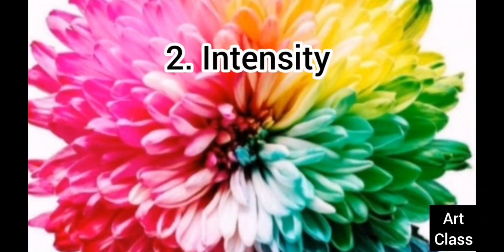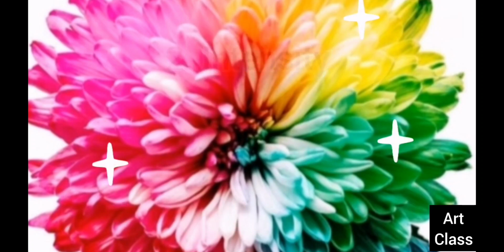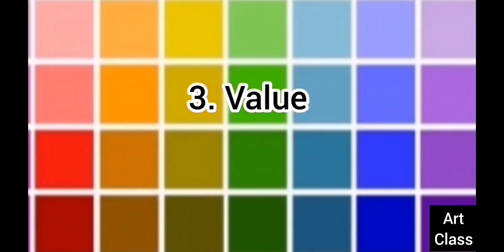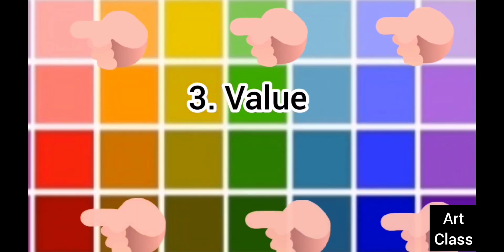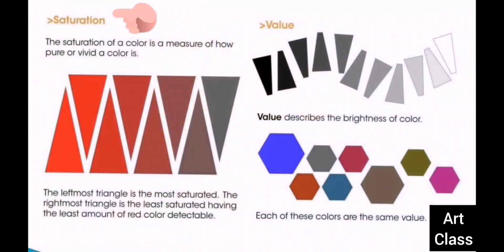The first one is hue, which simply means the name we give to a color, red, yellow, etc. The second property is intensity, which refers to the vividness of the color. The third is value, meaning how light or dark it is. We also have saturation. The saturation of a color is a measure of how pure or vivid a color is.